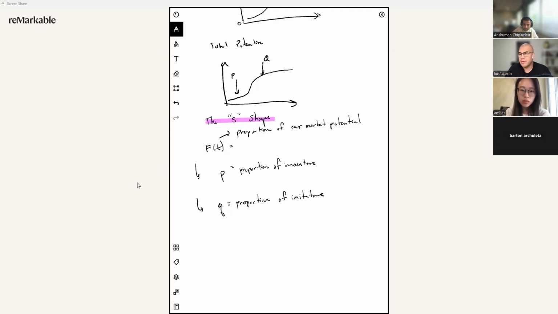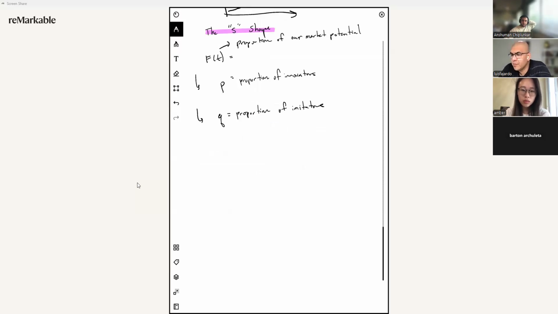So we're going to go a little bit further into the calculation for this, which is basically going to be your proportion of innovators added to your proportion of the market potential in its entirety multiplied by the remainder of your market potential.